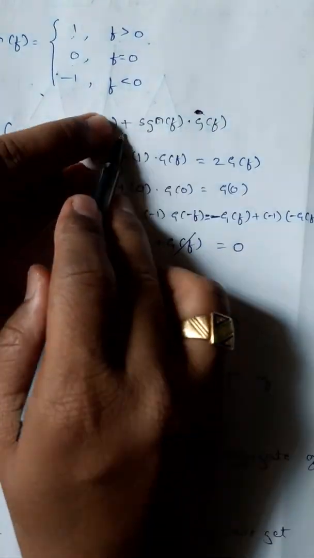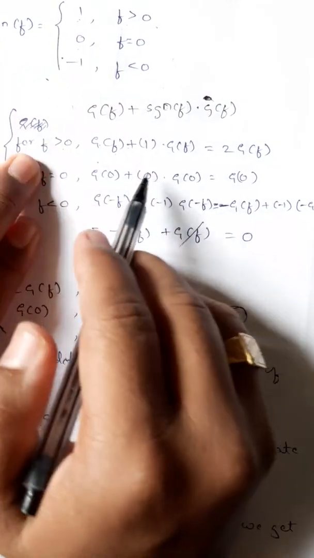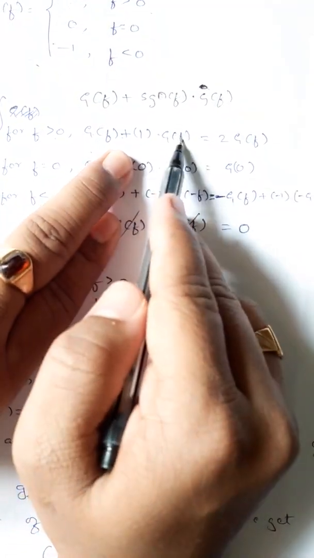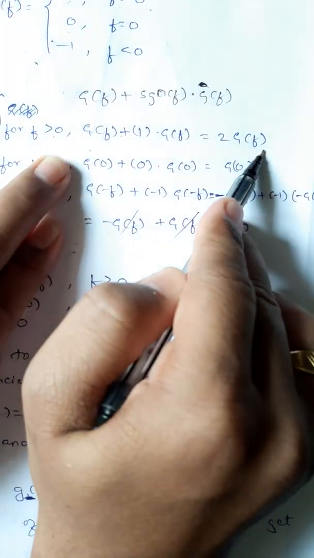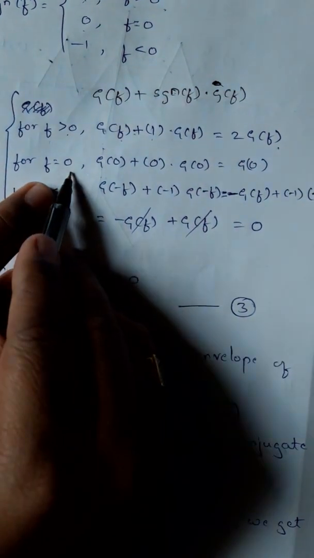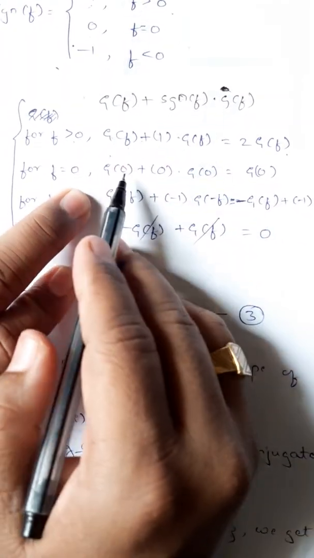So g of f as it is plus 1. What is the signum of f for positive frequency? This is plus 1. So 1 into g of f. The g of f plus g of f is 2 g of f. Now for f is equal to 0, substitute f is equal to 0 here. G of f is equal to 0.